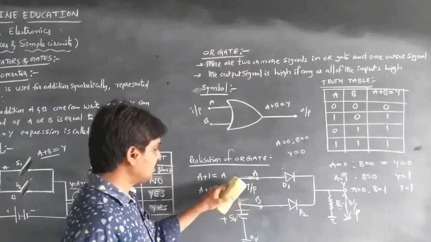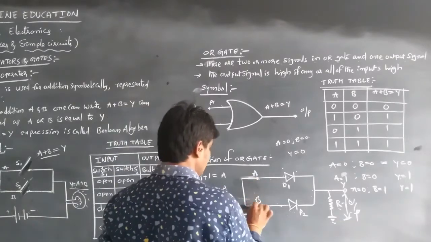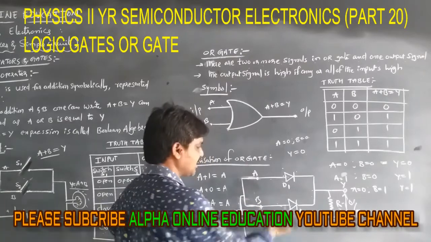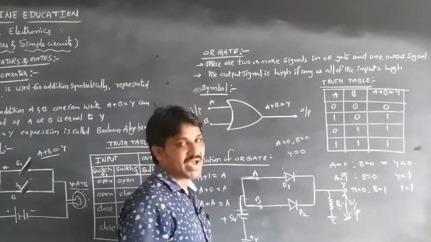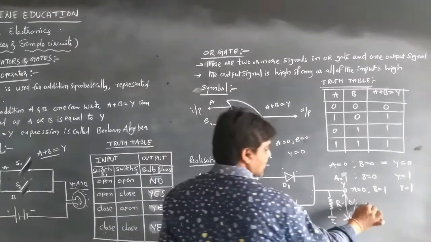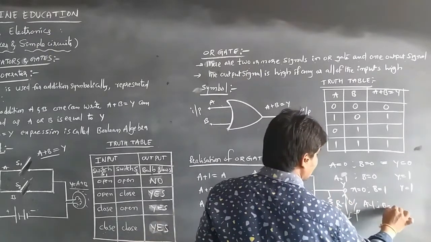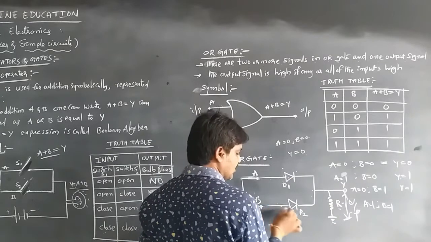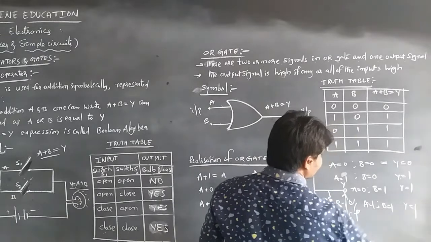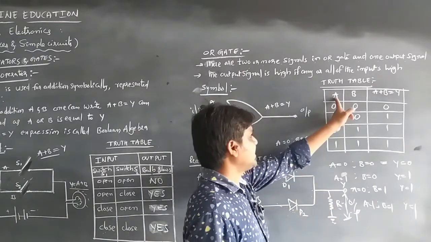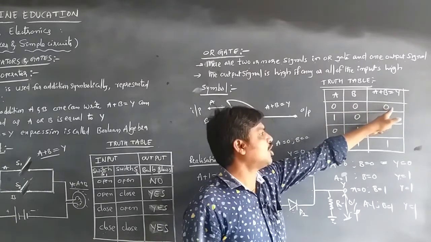Then both terminals are connected to the battery. Then D1 and D2 both will be forward biased, and these two are parallel to each other. Conduction will happen through the A input via D1, and through the second terminal, the B input, there is also conduction. Both are parallel to each other, so that's why we get the output like this. When terminals A and B are both grounded, meaning 0, the output is 0.